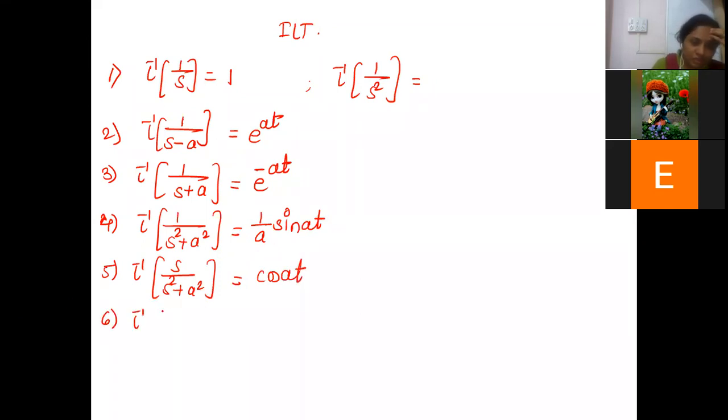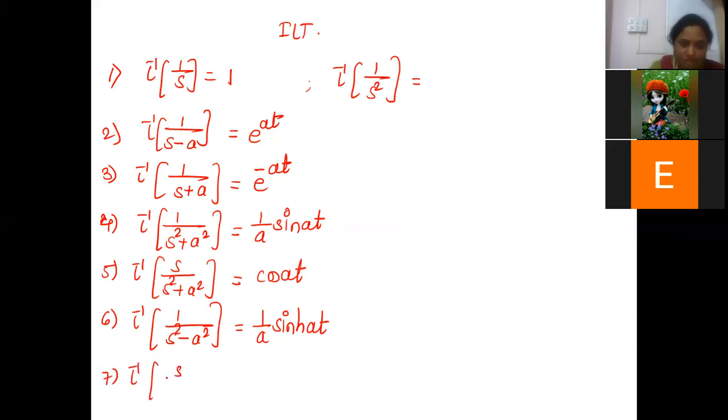Next, Laplace inverse of 1 upon s square minus a square is 1 upon a sin hyperbolic at. As there is a negative sign, but a is not there, that should be divided on the other hand side. Next, Laplace inverse of s upon s square minus a square is cos hyperbolic at.